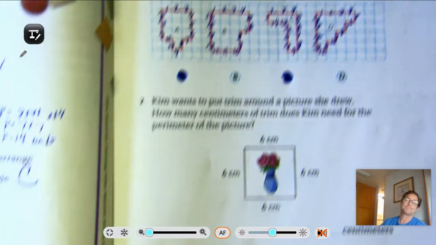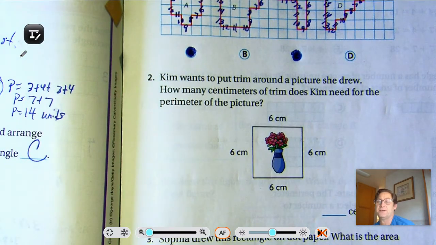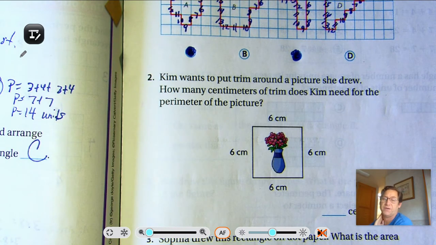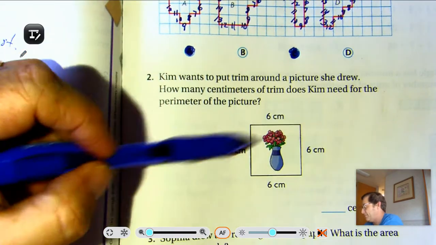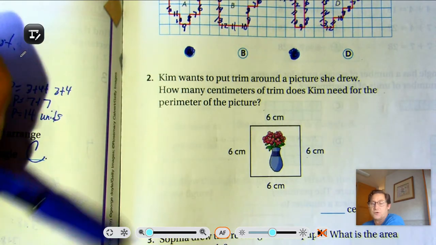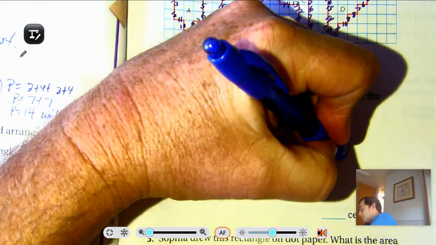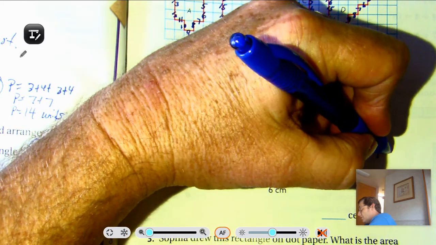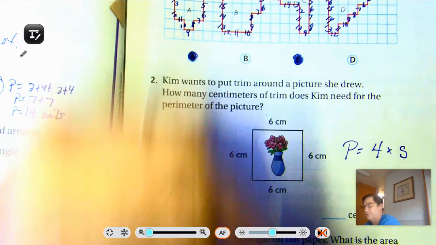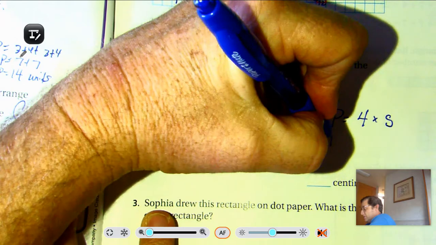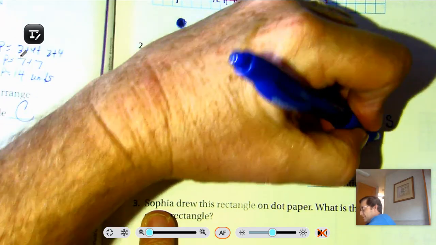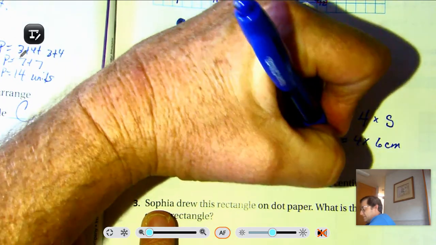All right, so number 2. Kim wants to put trim around a picture she drew. So trim would be a border, which means we would be looking for perimeter. How many centimeters of trim does Kim need for the perimeter of the picture? Well, I see that it's a square because all sides are equal. So the perimeter of a square is 4 times the side. In this case, it's 4 times 6 centimeters.